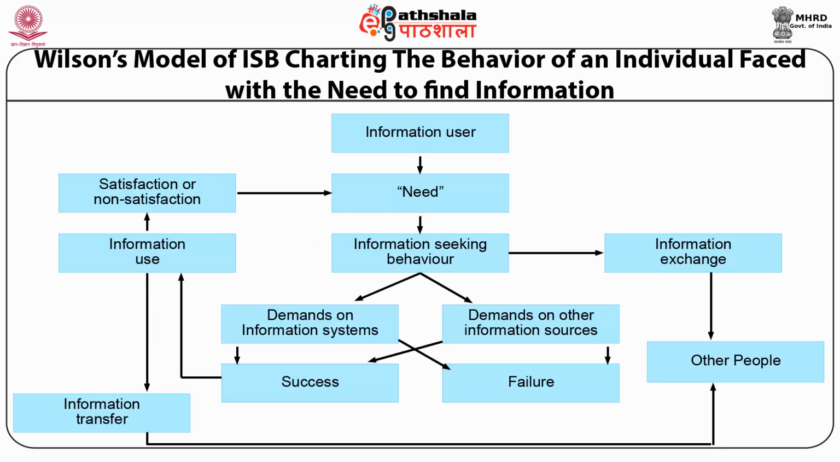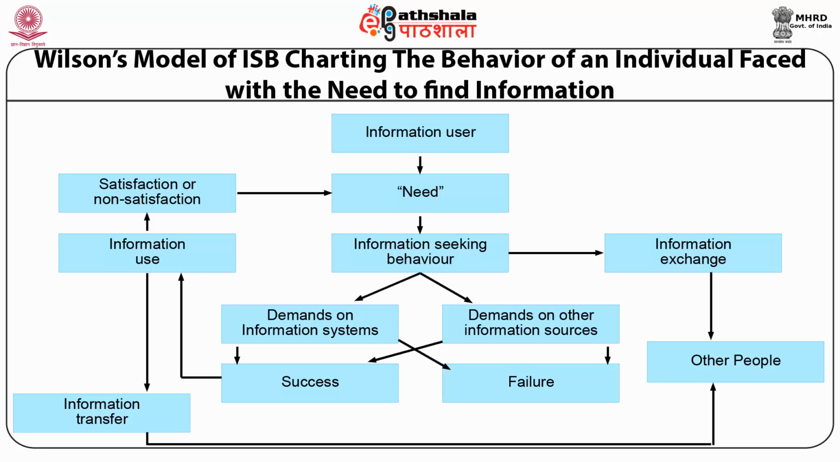This is the model of information seeking behavior given by Wilson. This model suggests that information seeking behavior arises as a consequence of a need pursued by an information user who, in order to satisfy that need, makes demands upon formal or informal sources or services, which result in success or failure to find relevant information. If successful, the individual then makes use of the information found and may either fully or partially satisfy the pursued need, or indeed fail to satisfy the need and have to reiterate the search process.